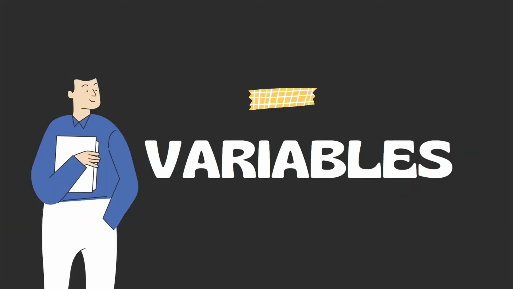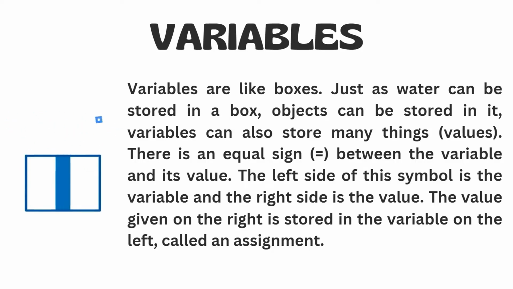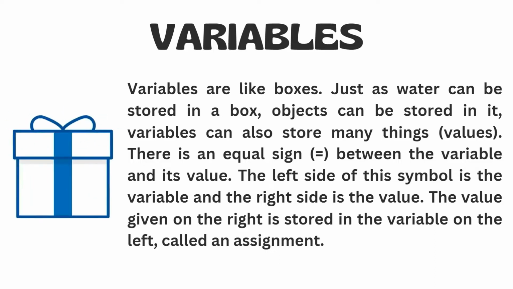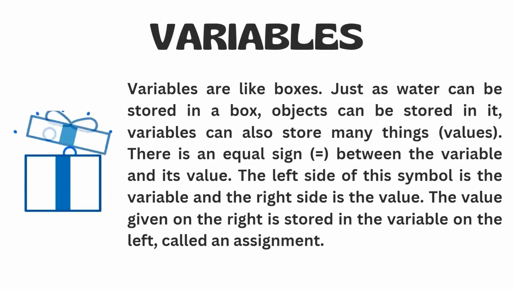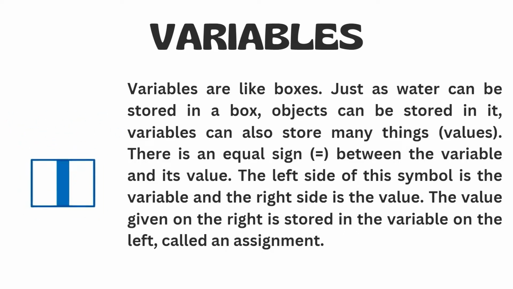So now let's see what a variable is. Variables are like boxes, or you can say a container. Just as water can be stored in a box, objects can be stored in variables. So a variable can store many kinds of things. It can store values. There is an equal sign between the variable and the value. So when you write variables in Python, there should be an equal sign between the variable and the value. You can store the value inside your variable.